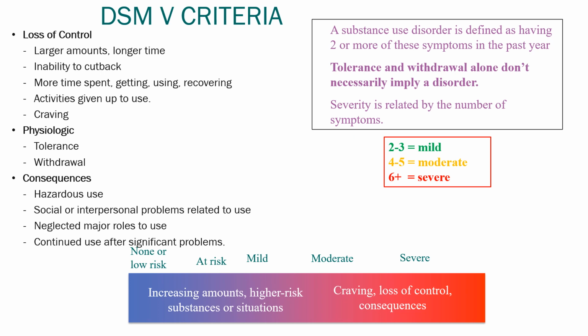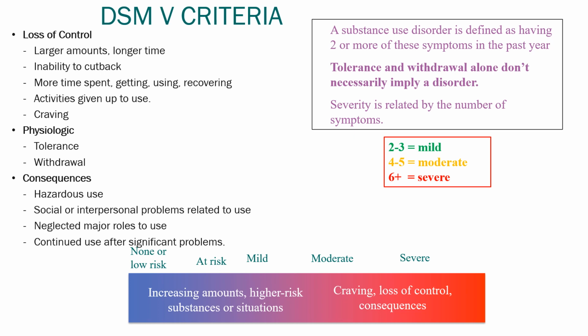Physiologic tolerance or withdrawal is part of it, but it is not the only thing. For example, many patients on chronic opioids for chronic pain have physiologic tolerance or withdrawal, but that does not mean they have a substance use disorder. That just means that they have been taking larger quantities of opioids for a long period of time.